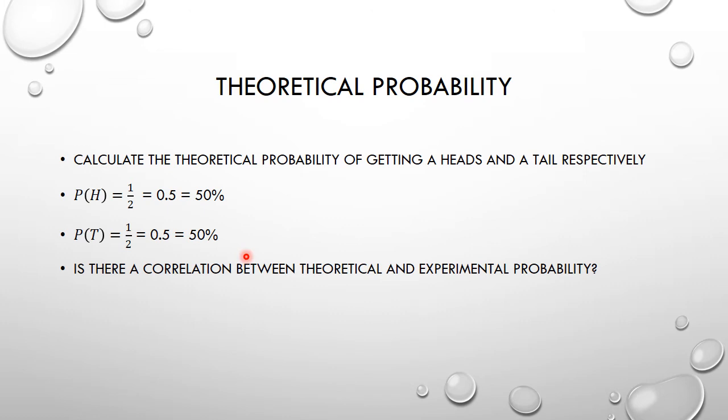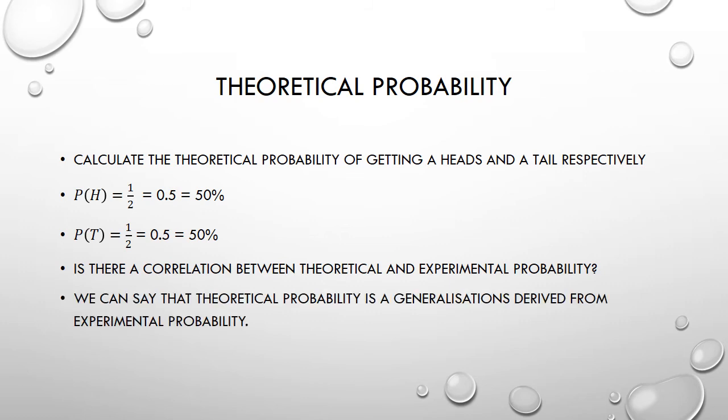So is there a correlation between your theoretical and your experimental probability? There should be at this stage. If you conduct your experiment numerous times, you will see that the results tend towards your theoretical probability. So we can say that theoretical probability is a generalization derived from the experimental probability.